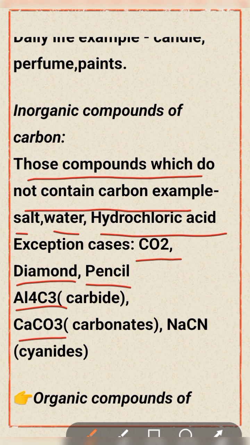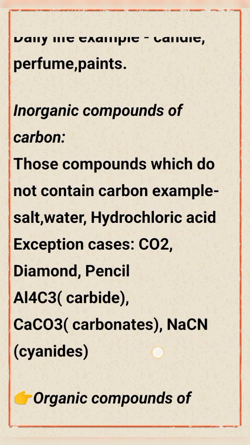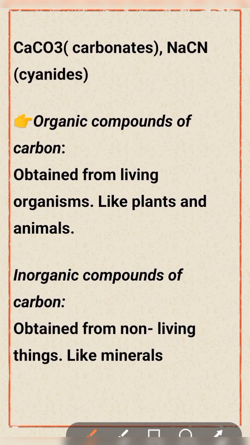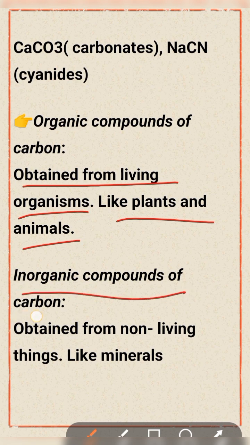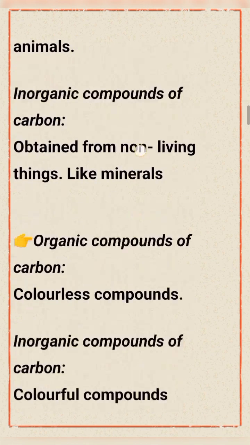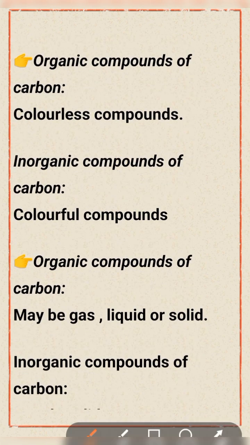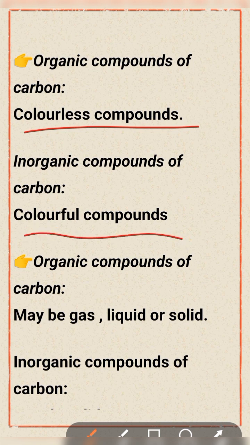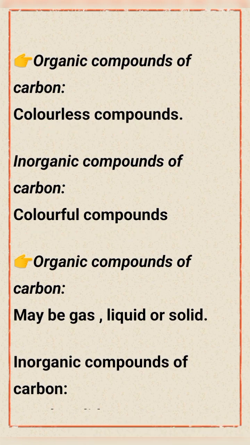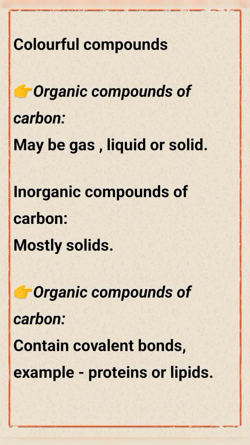is sodium cyanide, NaCN. Next point, organic compounds of carbon are obtained from living organisms like plants and animals. But inorganic compounds of carbon are obtained from non-living things, like minerals. Next point, organic compounds of carbon are colorless compounds. But inorganic compounds of carbon are colorful compounds. Next difference, organic compounds may be gas, liquid or solid, but inorganic compounds are mostly solid.